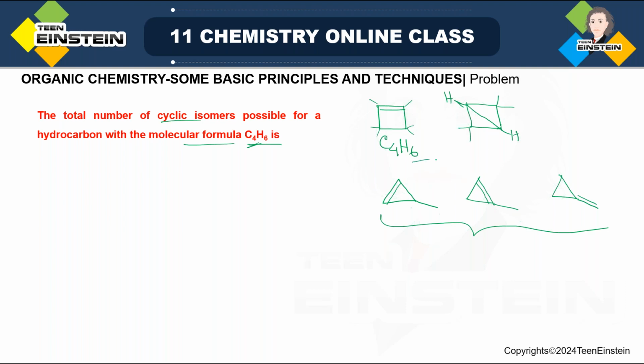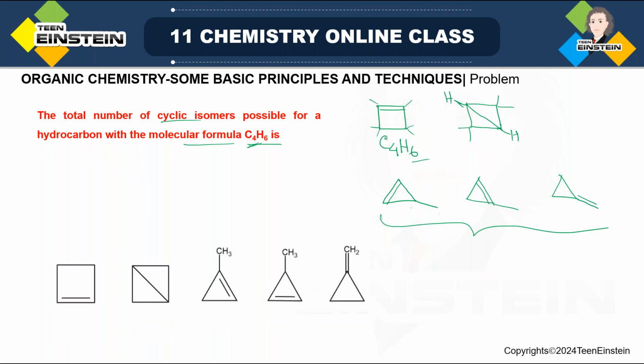So again it is matching with C4H6. So under 4 we are getting 2 structures possible, and under 3 we are getting 3 structures possible. So total number of structures will be basically 5. So step by step you have to think.